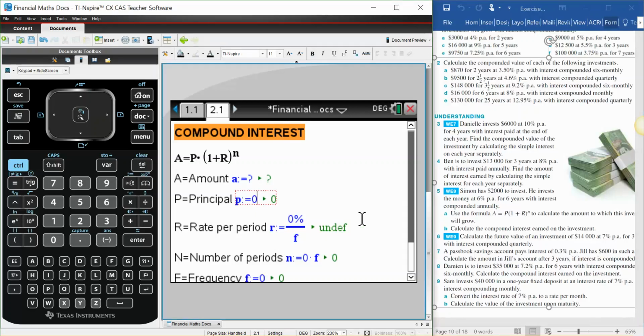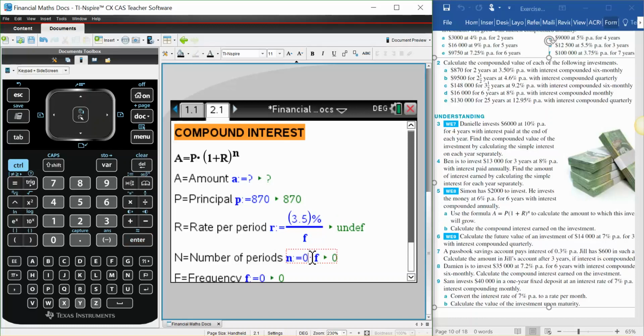So the principal, being the starting value, is $870. We hit enter on that. The rate was 3.5%. We hit enter on that, remembering that it's divided by the number of periods it's compounding. We haven't sorted that out yet, but we will. That's why it's currently undefined.